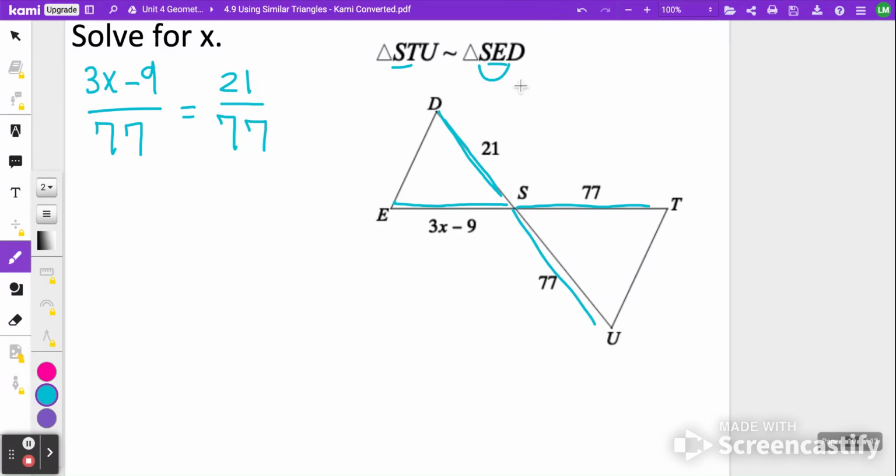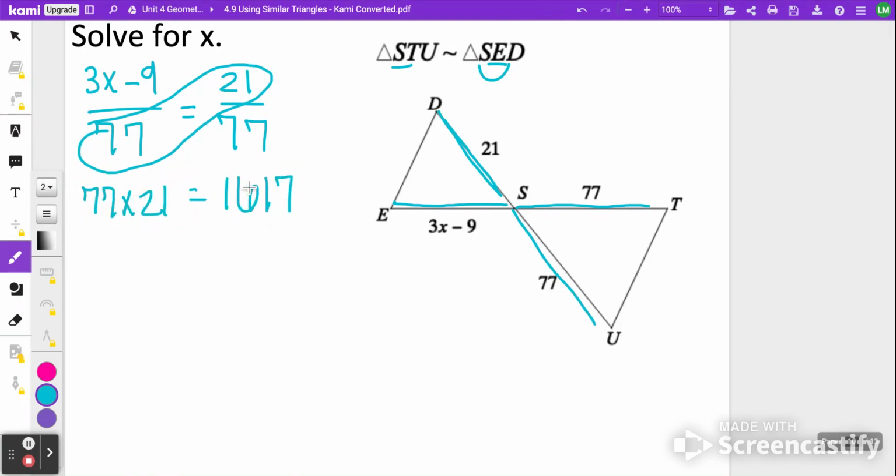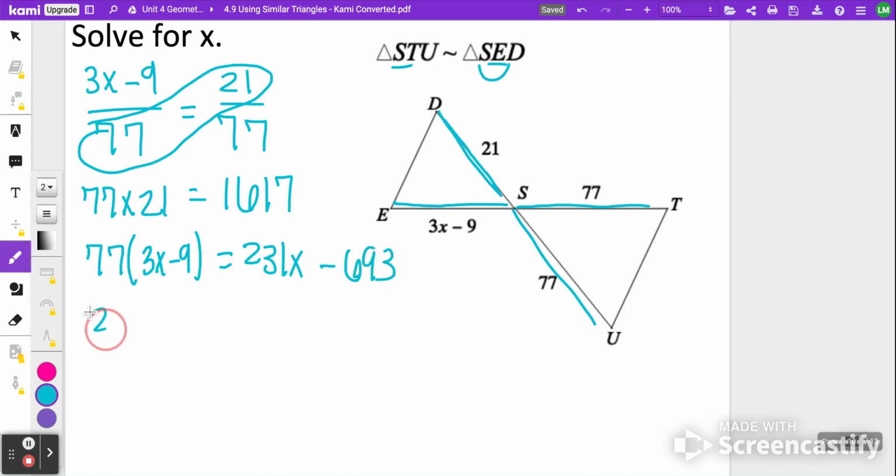One thing I might want to do is start by cross multiplying. So 77 times 21 is 1,617. And then 77 times 3x minus 9. 77 times 3 is 231x. And 77 times 9 is 693. So minus 693. Okay, so now I have this.